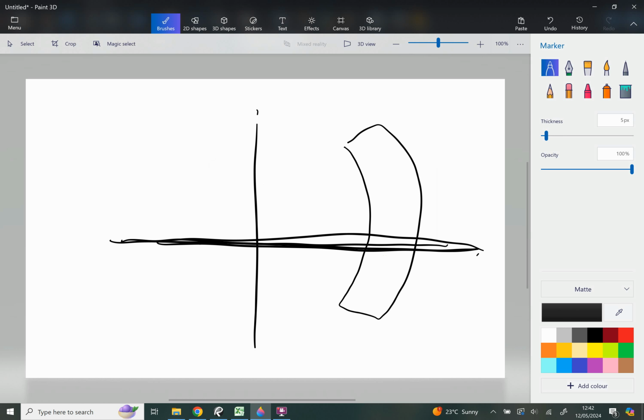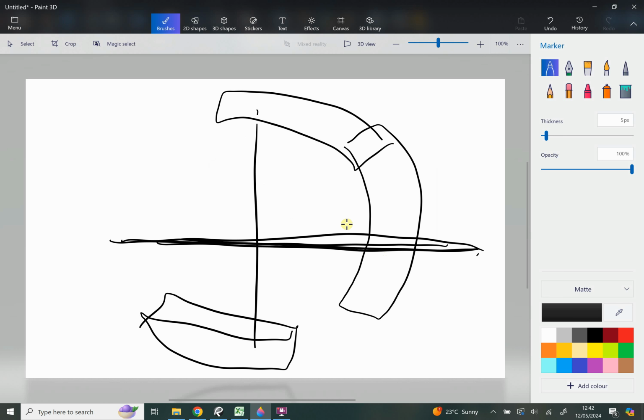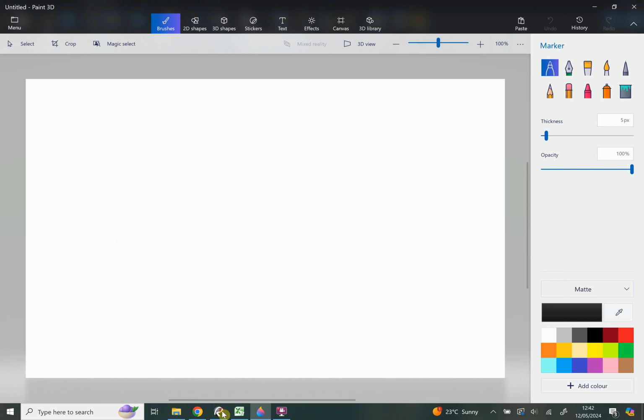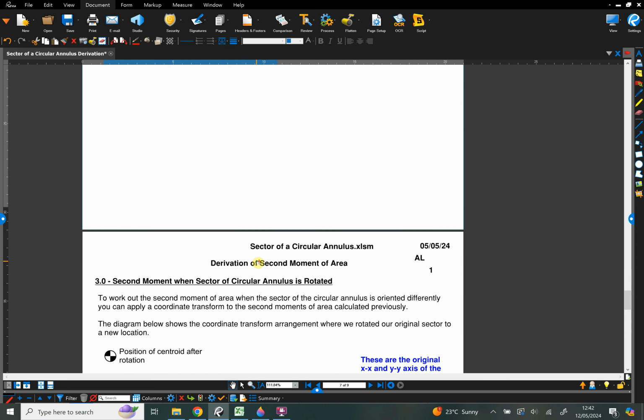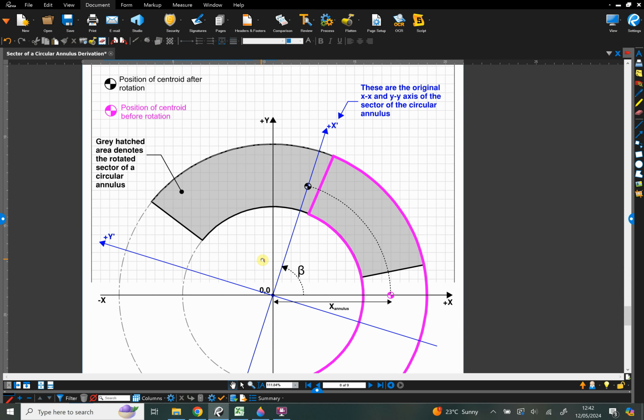Okay, and what we want is to be able to have the second moment of area for any rotation of this system. We want to have the second moment of area of it maybe up here, or maybe down here, or over here. And so the way we do that is we just apply a global rotation to our I values to work this out. And so what I've got on the next page is this worked through.